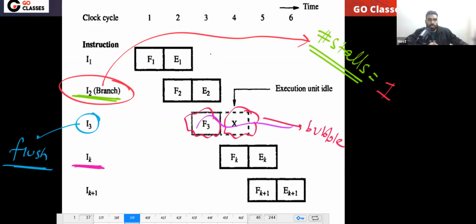Only one bubble is going through the pipeline. Only one bubble was created. Remember, only one bubble was created. That bubble is going in the pipeline.